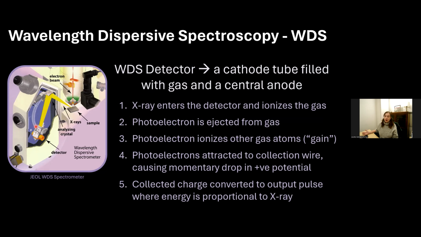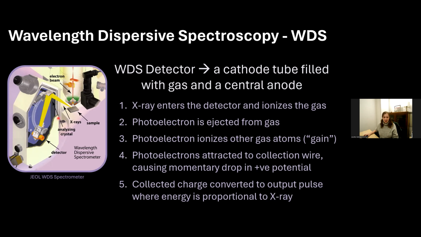That gas then ejects an electron that ionizes other gas atoms, called the gain. Some WDS systems require you to keep an eye on that and to change it as you go. And those little photoelectrons then get attracted to that central wire. That causes a drop in positive potential. That collected charge gets converted to an output, and that's then what the computer uses to work out how many X-rays you're getting, how many counts you have, and what that means in terms of your weight percent.